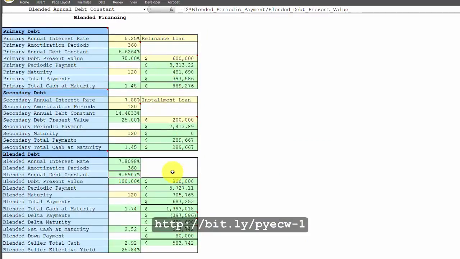Well, this is the hidden secret of wraparound notes, because you are wrapping different notes with different parameters and different maturities. You can actually show that if the seller lends you his $200,000 not as just a junior note, but as a wraparound, he's actually getting 25.84% yield on his investment.